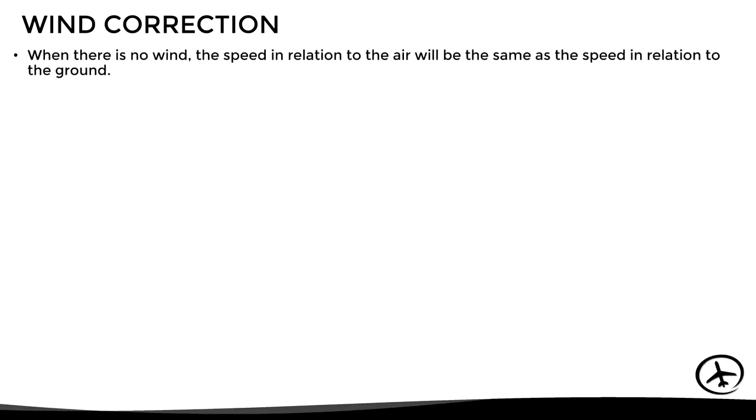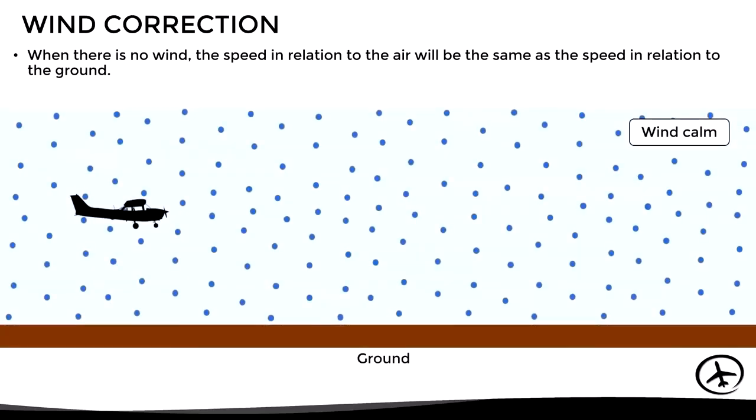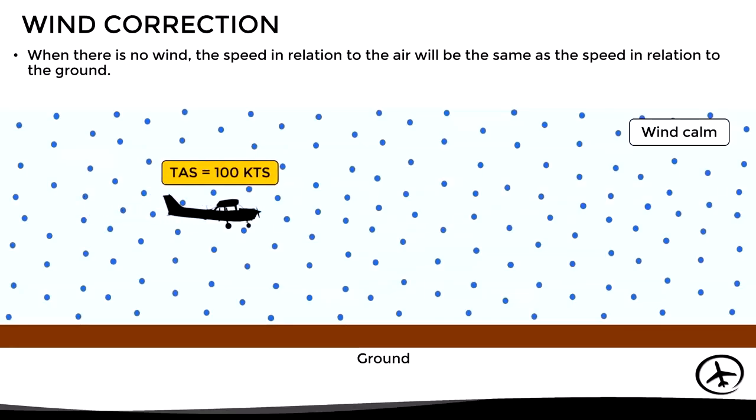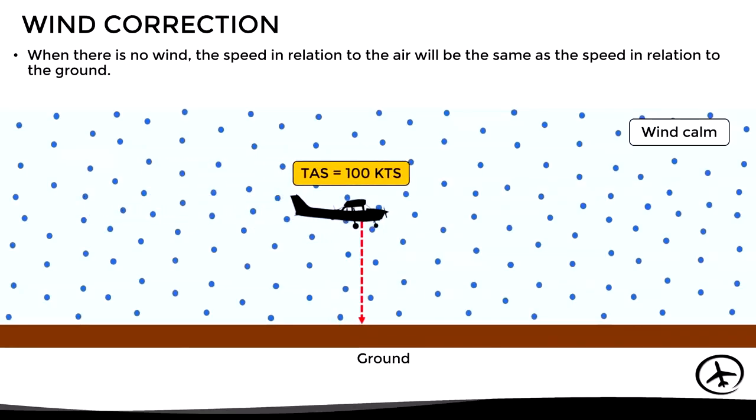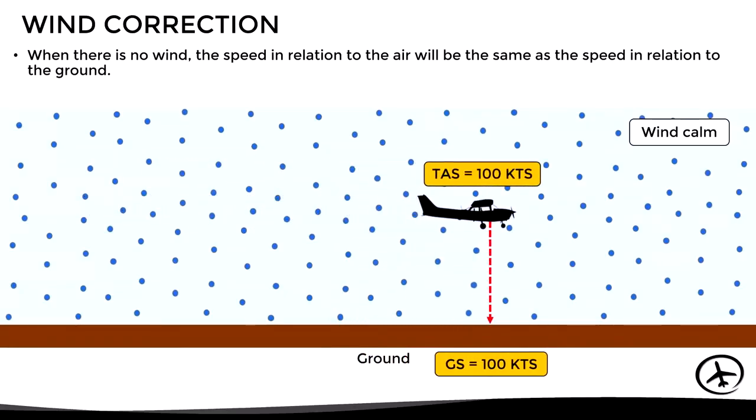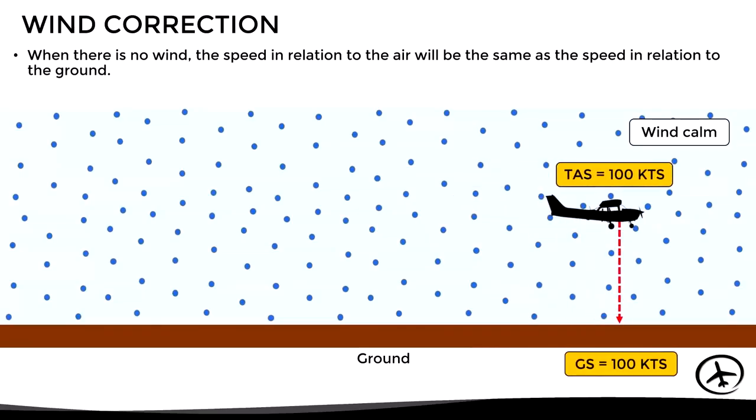First, we must see what happens when there's no wind. In this case, the true airspeed and the ground speed will be equal. Let's see an example. Here, this aircraft is flying in calm air, which means that there's no wind. If this aircraft flies at 100 knots of true airspeed, this means that it is flying at 100 knots in relation to the air mass. And since the air mass is not moving, the speed in relation to the ground will also be 100 knots.